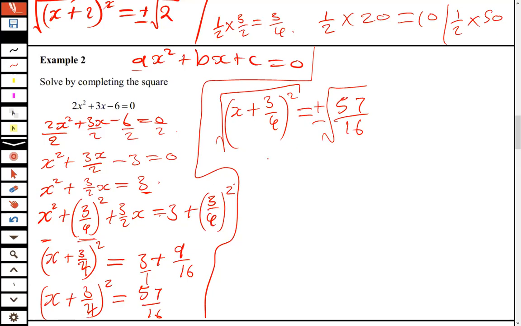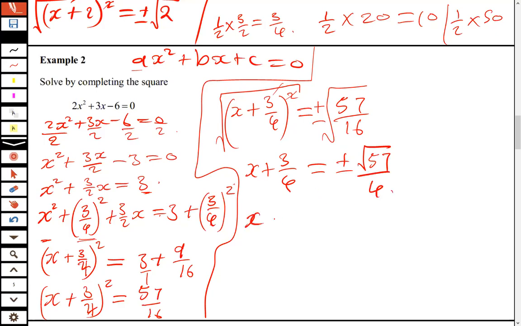So we square root this side, we also square root on the other side. When you square root this side, the answer that we're going to get is simply that square and square root cancel, meaning we just have x plus 3/4. And then this is equal to plus or minus the root of 57. And of course, the square root of 16 is simply just 4.